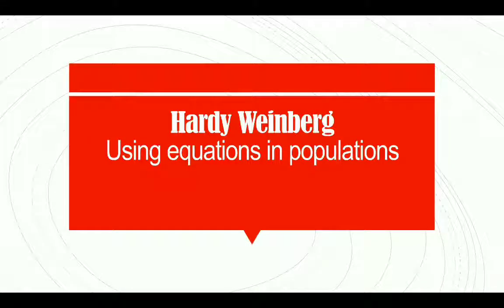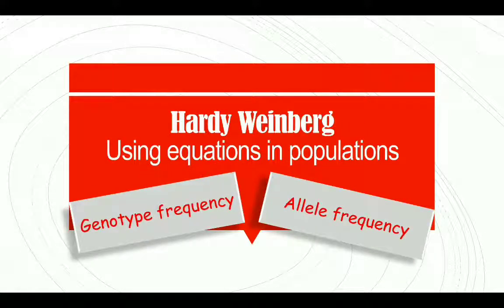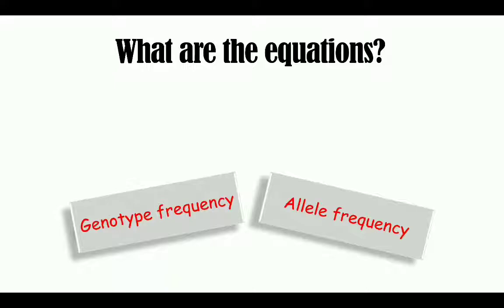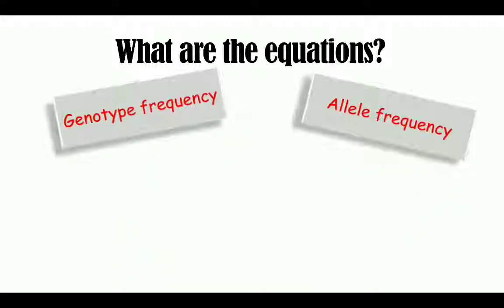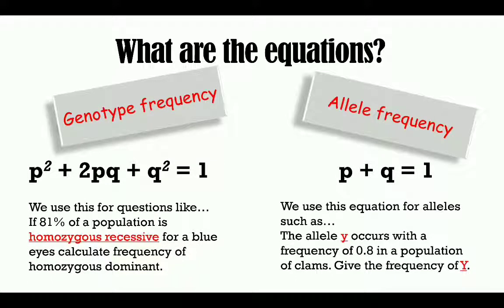Here we're going to look at Hardy-Weinberg. So Hardy-Weinberg allows us to look at allele frequency and genotype frequency within populations. So what do we mean by genotype frequency and allele frequency? Well, these are two different equations that we can use to predict the different frequency, whether it's a different genotype or a different allele. So they have two different equations.